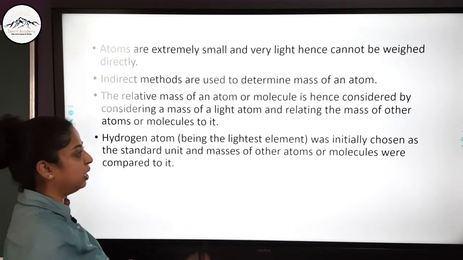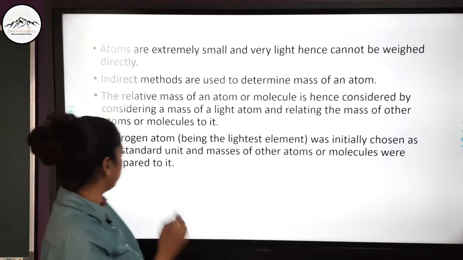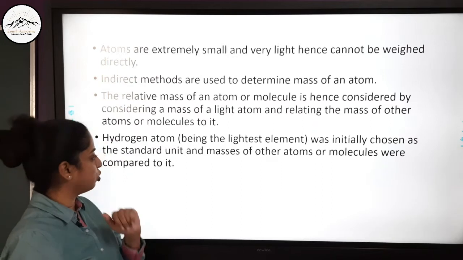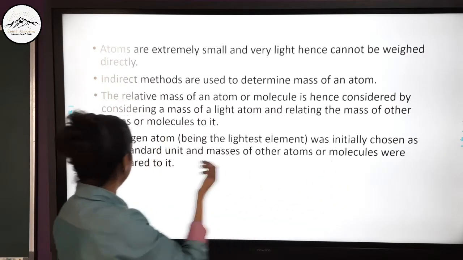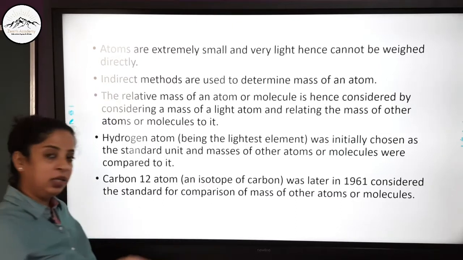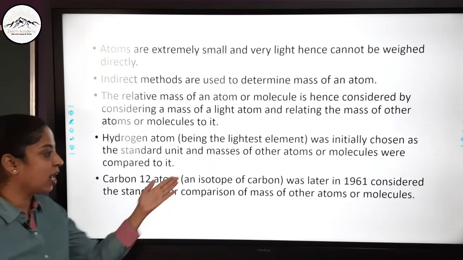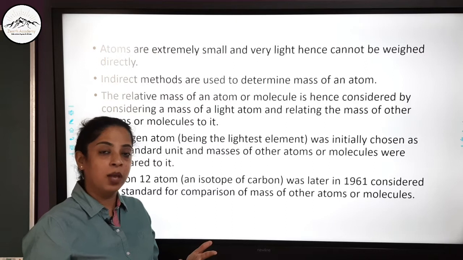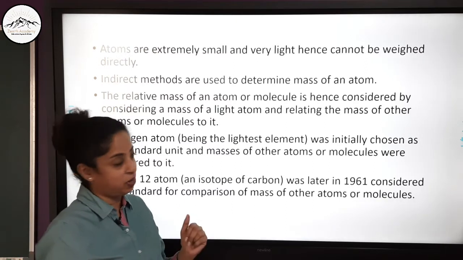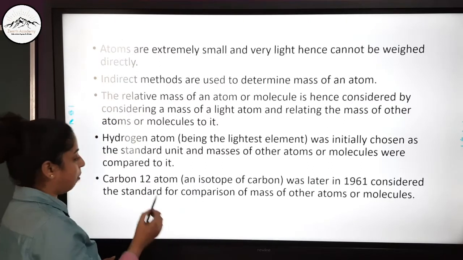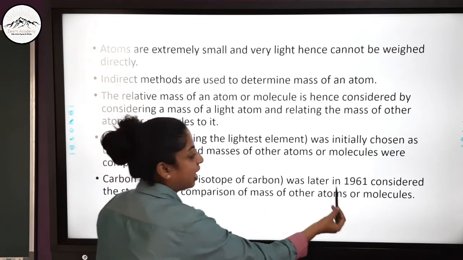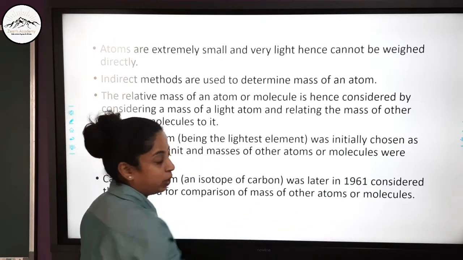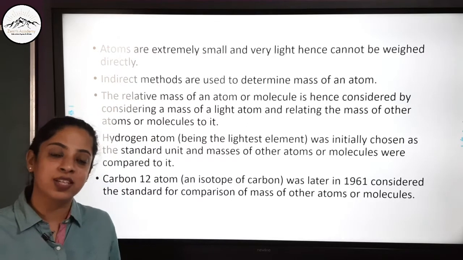So hydrogen atom, being the lightest element, was initially chosen as the standard unit. Which was the standard unit that was used initially? It was hydrogen atom, and masses of other atoms or molecules were compared to it. But carbon-12 atom, which is an isotope of carbon. Carbon has two isotopes, carbon-12 and carbon-14, with mass numbers 12 and 14 respectively. From the two isotopes of carbon, carbon-12 was later in 1961 considered the standard for comparison of mass of other atoms or molecules. So now which element do we use for standard?